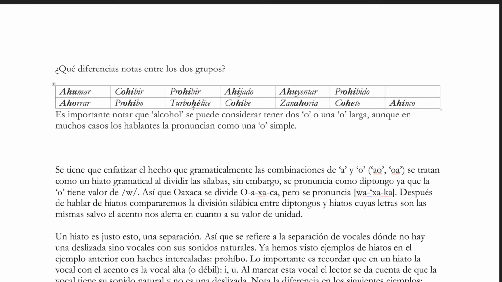So turbo hélice. Now here, really, these will always be separate, so there's really no need to focus on those. It would really be these whenever you have a high vowel. So keep that in mind.